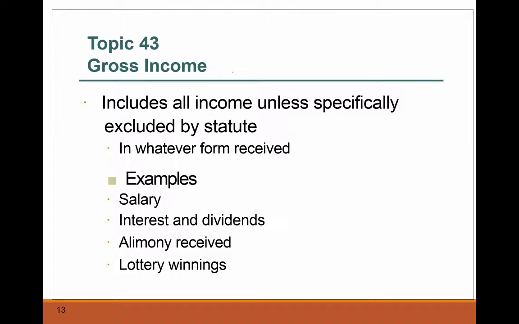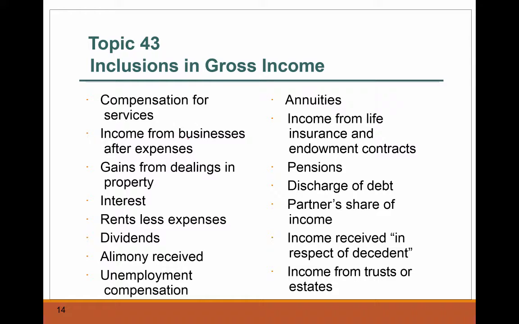So now gross income is basically all of your income unless it is specifically excluded by statute, which are very few. So any money that you make in your salary, which is usually reported on a W-2, or if you're self-employed, that would be your Schedule C. Interest and dividends is usually your Schedule B. If you received alimony, and if you're lucky enough to win the lottery, you get to pay taxes on that also. So all of these items are included in gross income.